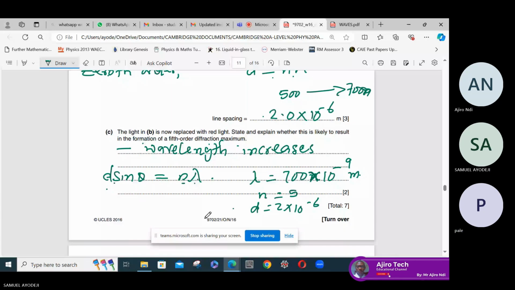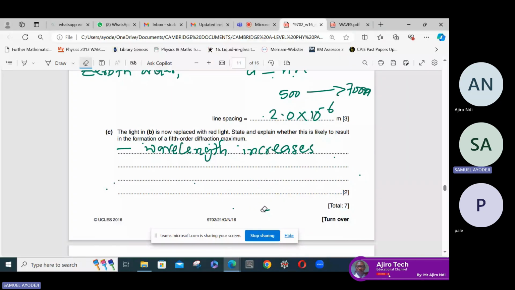I'm not getting anything. The calculator gives you a math error, and that means not possible. As long as you cannot get a value for theta, it means not possible. Why? Because the angle is greater than 90 degrees. So fifth order is not possible, because the wavelength has increased and you can't get a value. So point one is settled.